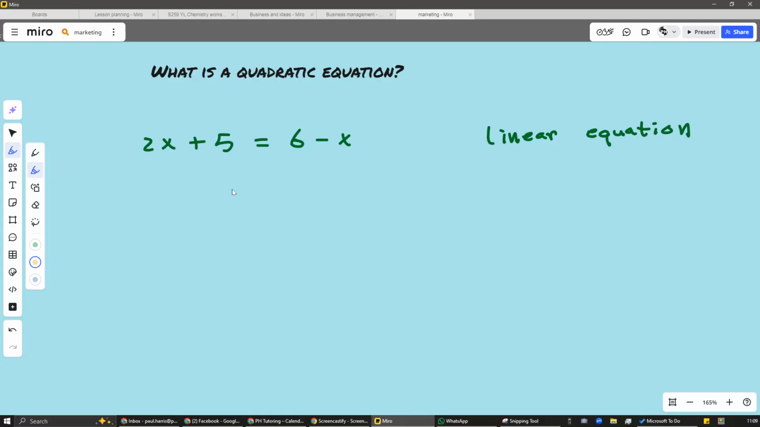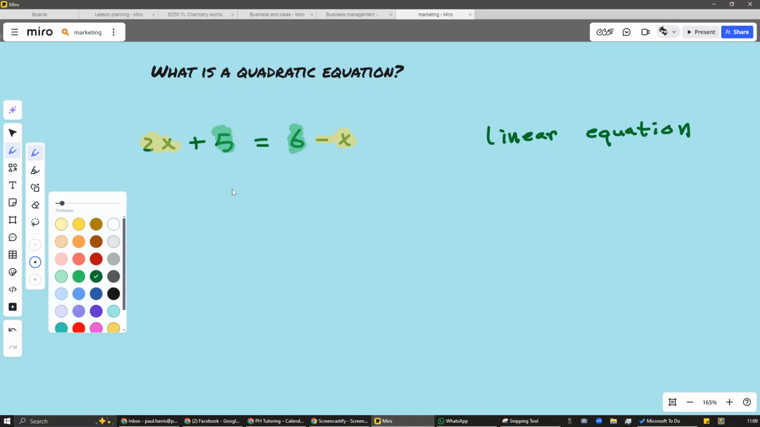So solving these equations depends on collecting like terms. So this 2x is like this x, or we could say this negative x. I like to think about 6 minus x as the same as 6 plus negative x. And then we've got the 5 is like the 6. So what we're going to do is just collect the terms then.